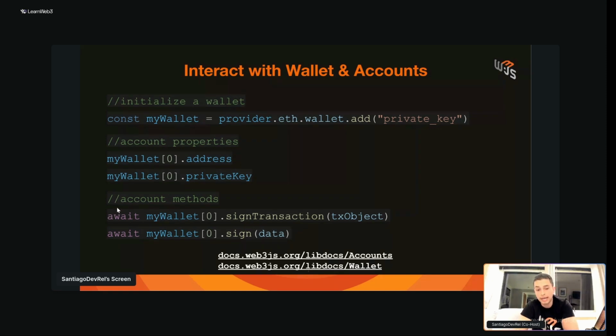And then we can also access the account methods by typing myWallet in the position 0 .signTransaction. Then we can just send a transaction object as a parameter, or .sign, and then we can just send the data. Here I also put some links to the accounts and wallet modules in case you want to know more about this, but this is the basic that you will use everywhere, so that's why I put it in the presentation.